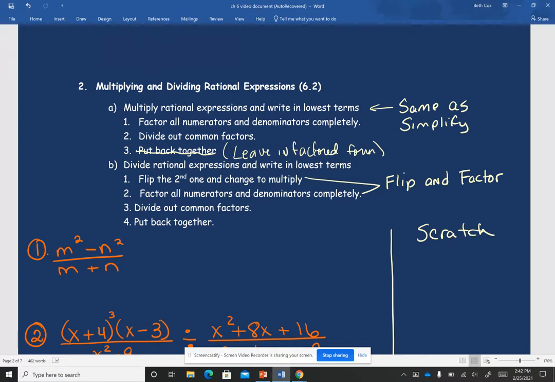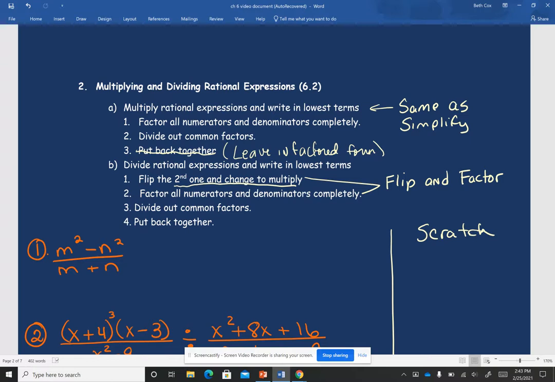Division, you have to go back to the rules for dividing fractions. When you divide by a fraction, you have to flip the second one and change it to multiply. So we have to incorporate that into what we do. And then basically, when you put them back together, you really aren't doing the multiplication, you just write them together. So here we go.